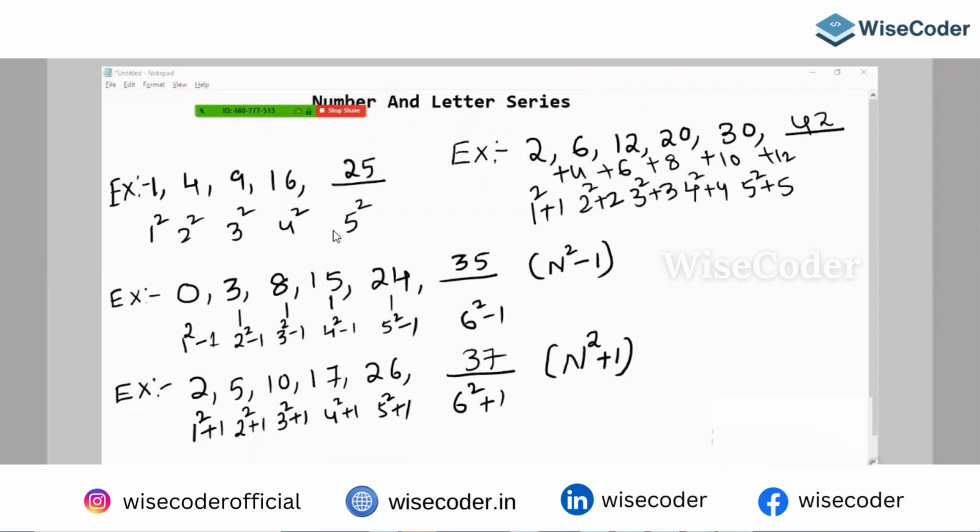So the answer for this question is what, guys? 6 square plus 6. 6 square is 36, plus 6 is going to be 42. So the answer is 42. You can call this a logic called n square plus n logic.